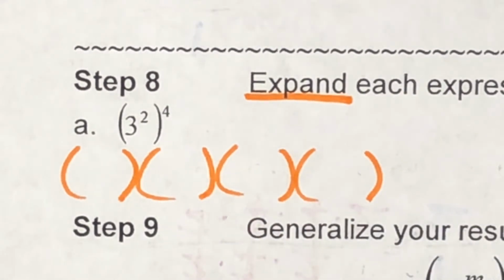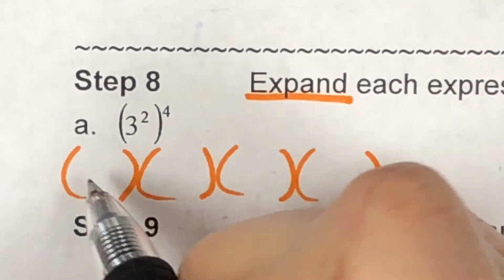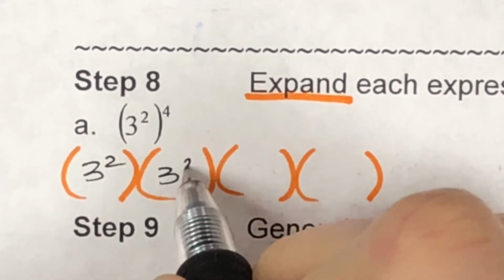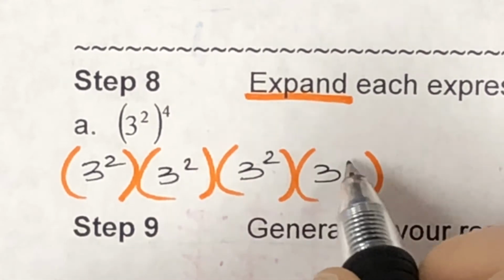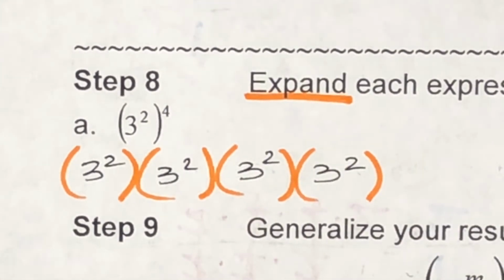This is expanded form, all right? You have 4 sets of parentheses. Now we can go back and write whatever's inside. This just happens to be 3 squared. All right, everybody with me?